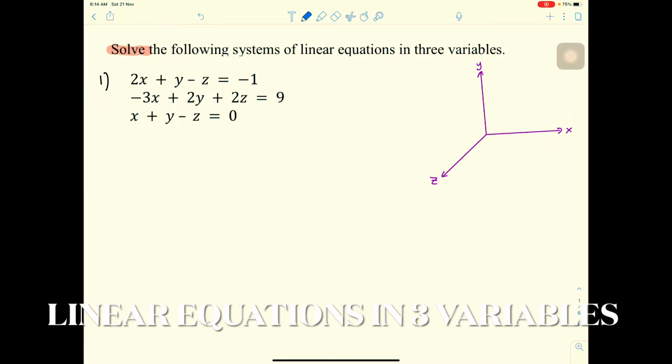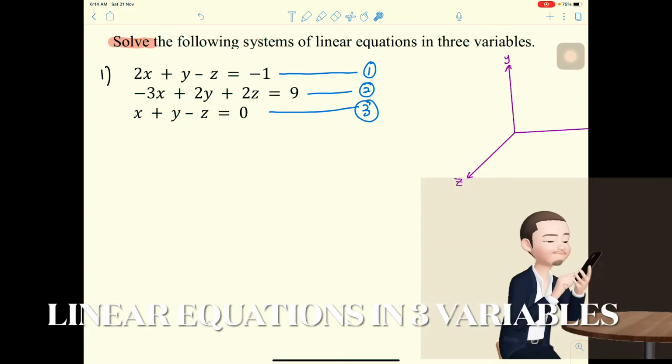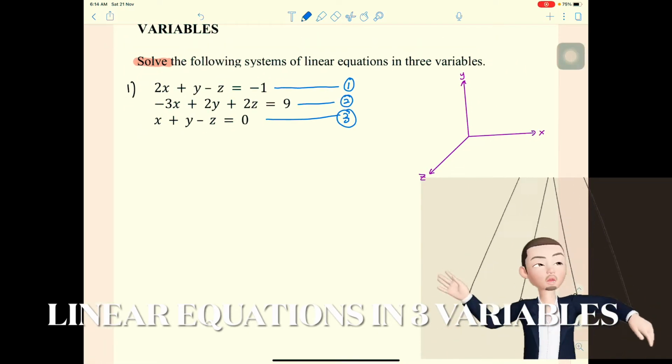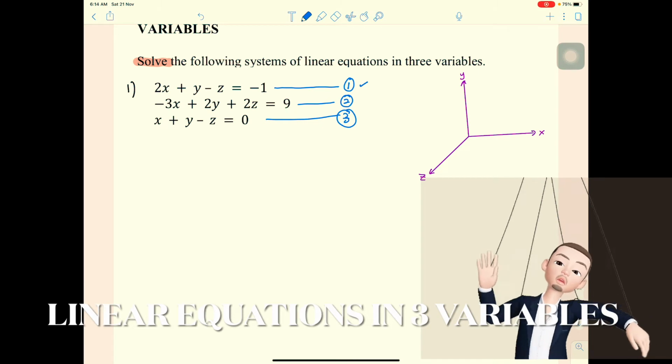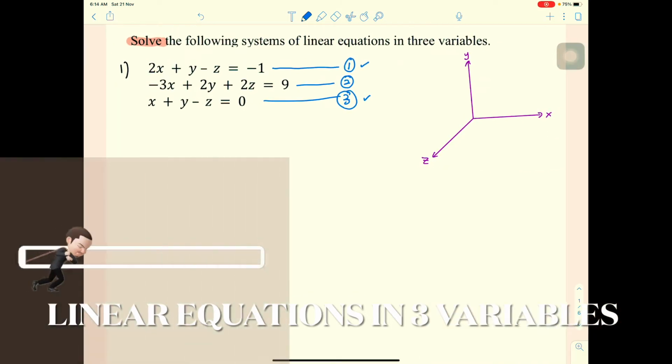First step, what do we do for these questions? Name each equation: equation 1, equation 2, and equation 3. If you look at the equations, the y terms and the z terms are the same in each, with coefficient equal to 1. So between equation 1 and equation 3, we try to simplify.